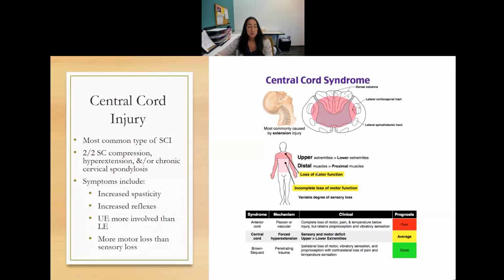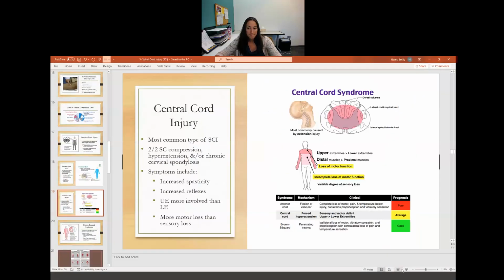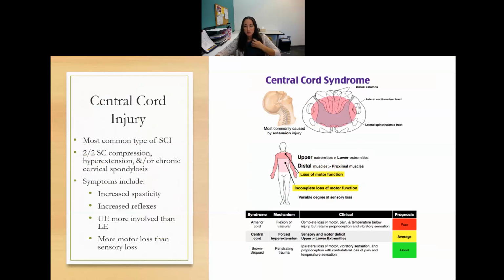So I think that's a very interesting display of symptoms, that there is significant weakness and lack of sensation in the arms, and then some throughout the trunk, and then the legs don't display so much of the issues with motor or sensory. I think there was one other thing I want to tell you about that. Okay. Yes. So that's the central cord lesion.